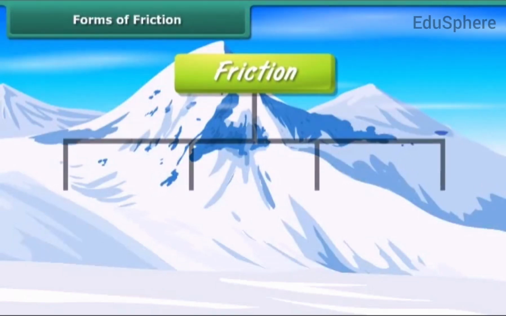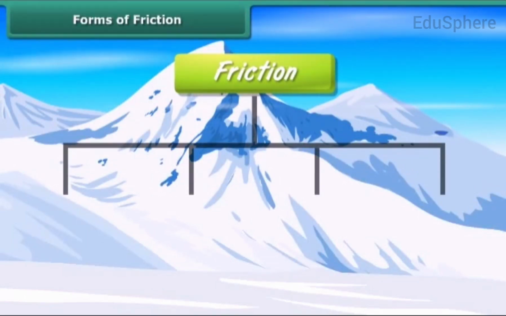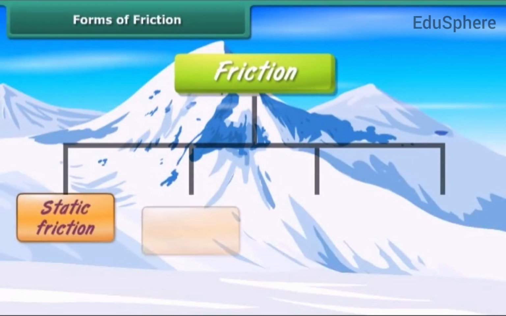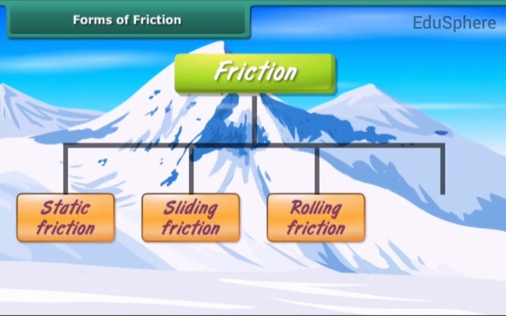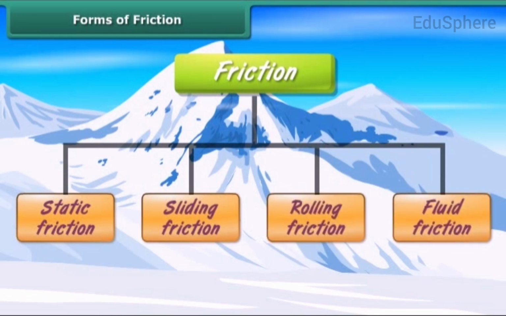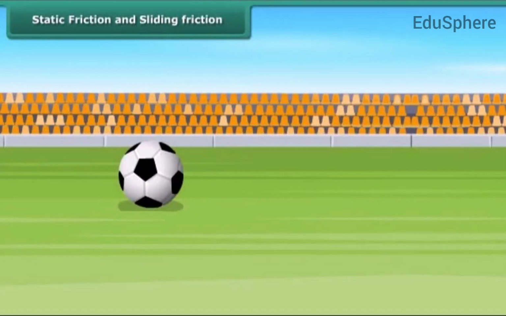Friction can be classified into 4 types: static friction, sliding friction, rolling friction, and fluid friction. The ball on the ground is at rest at this point. Static friction is acting on it.